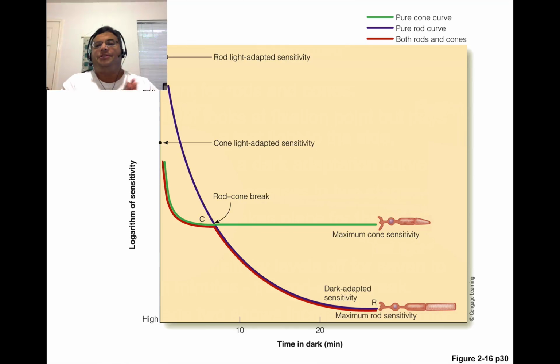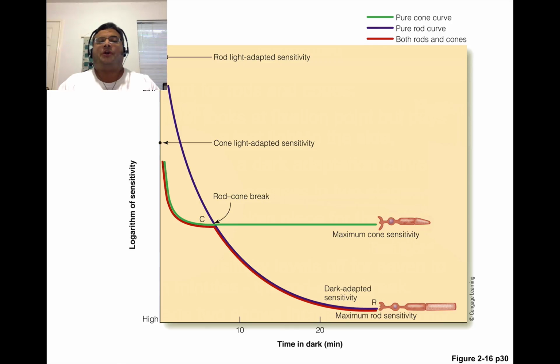I'm going to show you this picture here. It's better to talk about this picture because this is a classic picture, right? You really need to know this picture because it's classic data on dark adaptation. In other words, how your vision adapts to the dark, okay? We have three separate curves here.